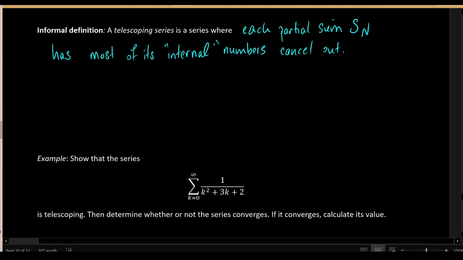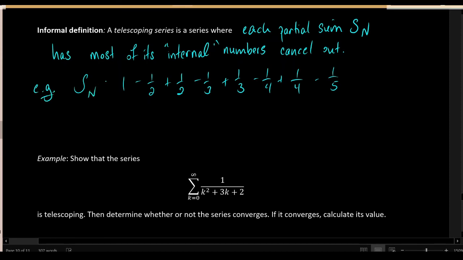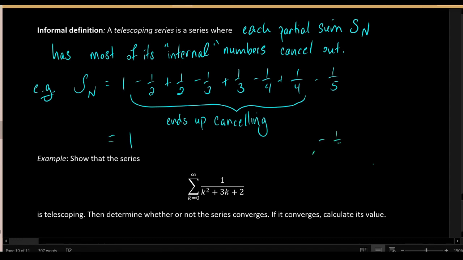I say internal numbers canceling out, imagine a situation like this. Imagine that when you go and calculate the sum, you get something like 1 minus 1/2 plus 1/2 minus 1/3 plus 1/3 minus 1/4 plus 1/4 minus 1/5. If this was equal to your partial sum, then we can see that all of these internal numbers, everything from minus 1/2 to positive 1/4, ends up canceling, leaving us with just the term on the far left and the number on the far right.